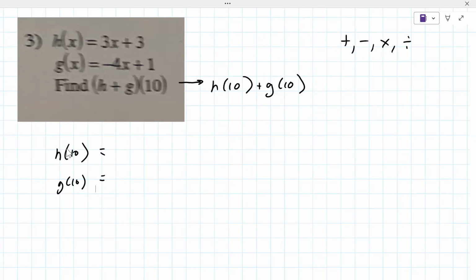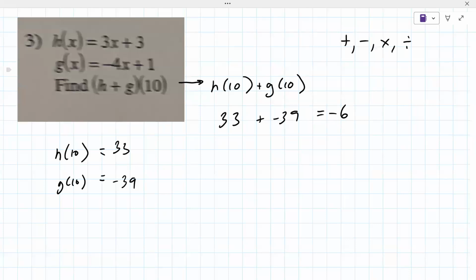So h of 10 is 33. And g of 10 is negative 39. Okay. So now the next step is to take those two results and put them in for h of 10 and g of 10. So negative 6. Very good.